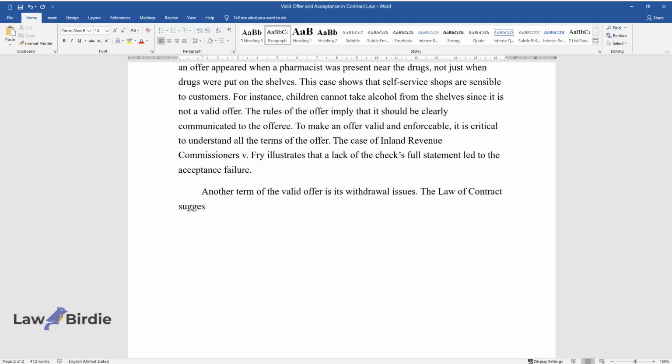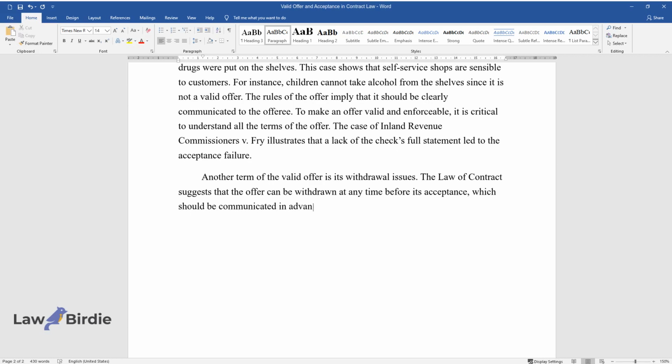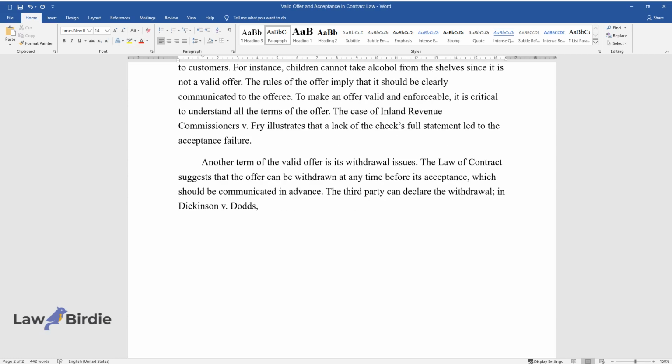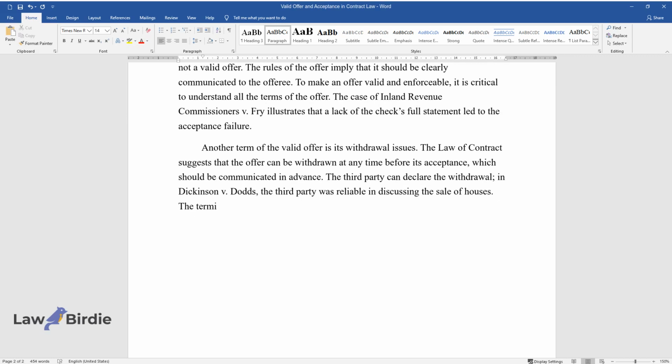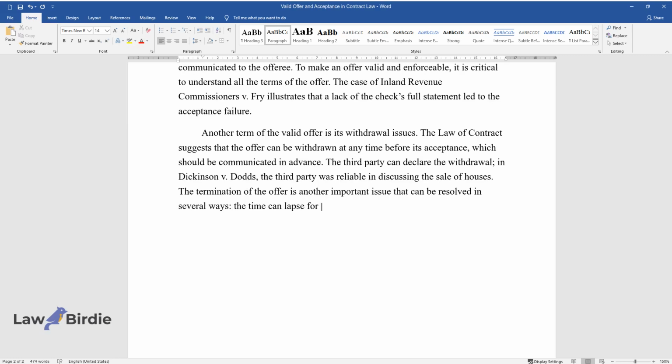The law of contract suggests that the offer can be withdrawn at any time before its acceptance, which should be communicated in advance. The third party can declare the withdrawal. In Dickinson v. Dodds, the third party was reliable in discussing the sale of houses. The termination of the offer is another important issue that can be resolved in several ways. The time can lapse for an offer acceptance, or one of the parties can die.